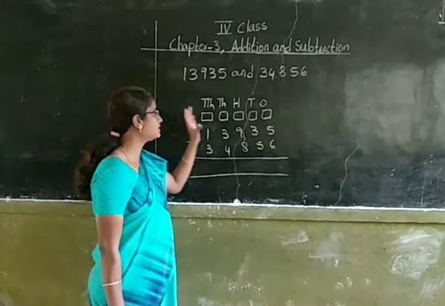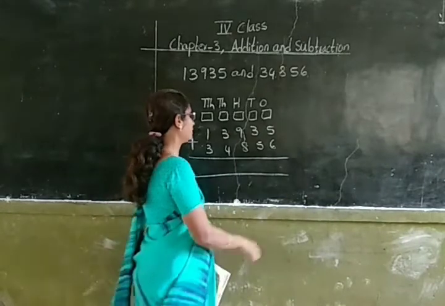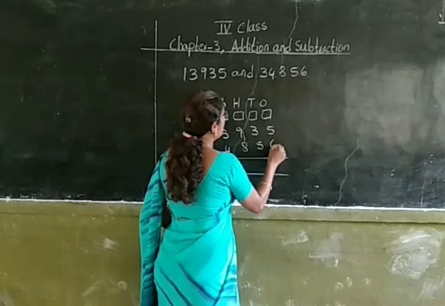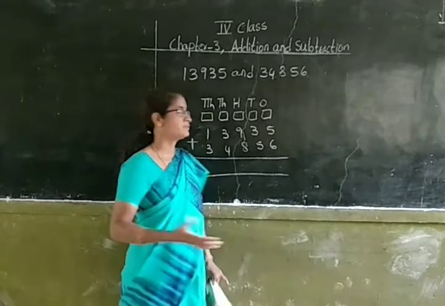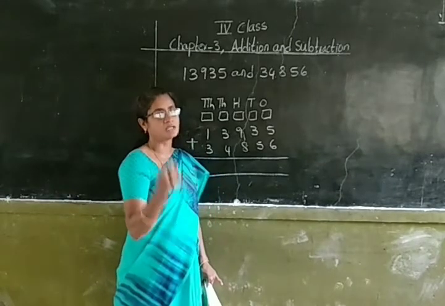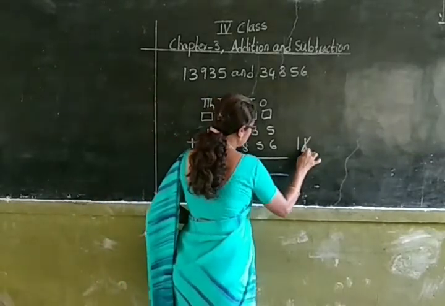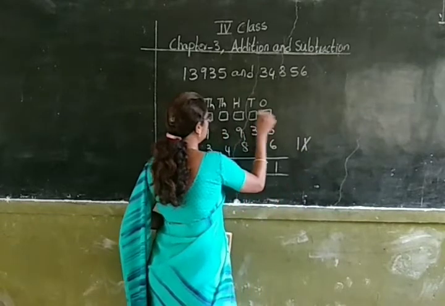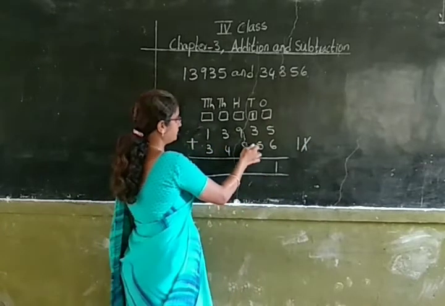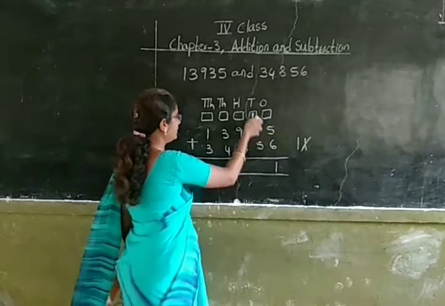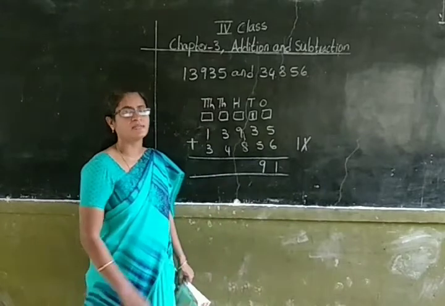After arranging the numbers in columns, you have to start addition from ones place. Now, 5 plus 6 is how much? Take 6 fingers. 5, after that 6, 7, 8, 9, 10 and 11. So 5 plus 6 is 11. You have to put 1 down and carry this 1 to the tens place. Next, 5 plus 3 is 8 and 8 plus 1 is 9.